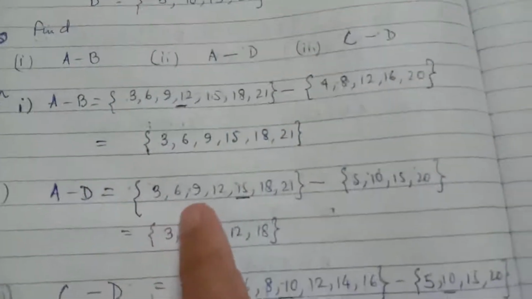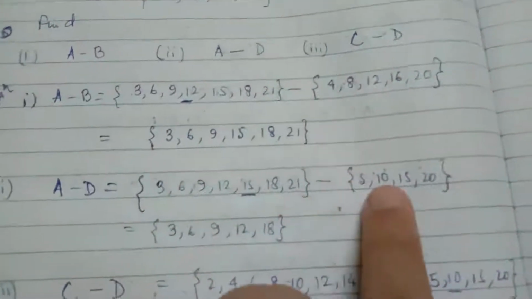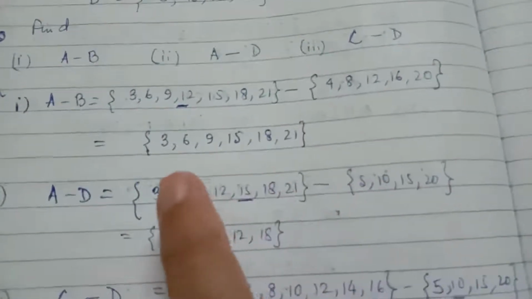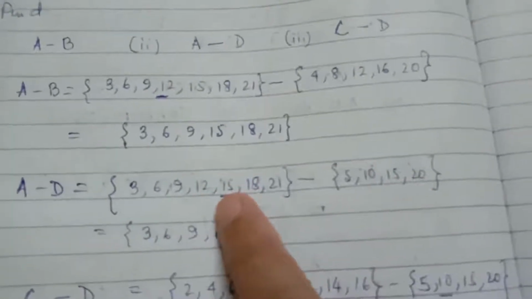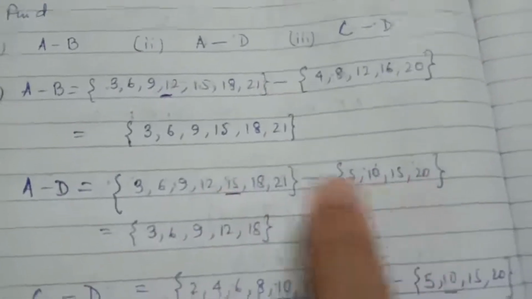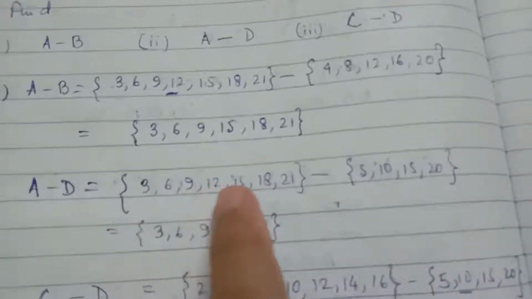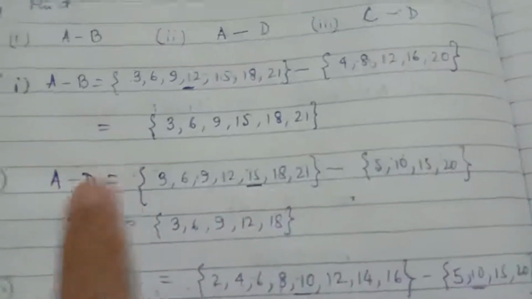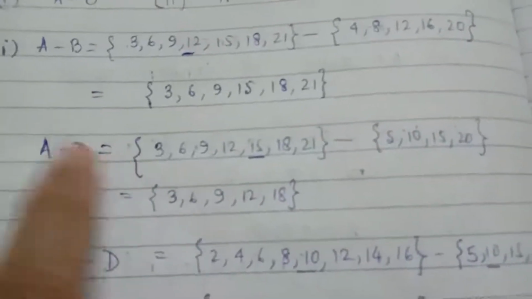Next, A minus D. This is the set A, this is the set D. Again, to find A minus D, first we have to find the elements which are common to both the sets. 15 is the common element which is also here. So you have to remove 15 from here. The answer is 3, 6, 9, 12, 18, 20. A minus D means we have to write elements of the set A, removing the common elements. जो दोनों में है उसको रिमूव करना है.